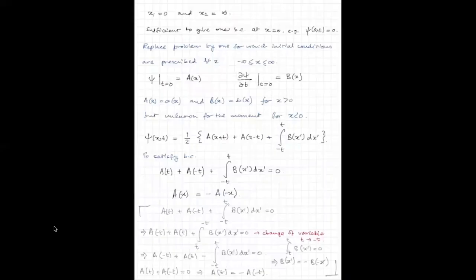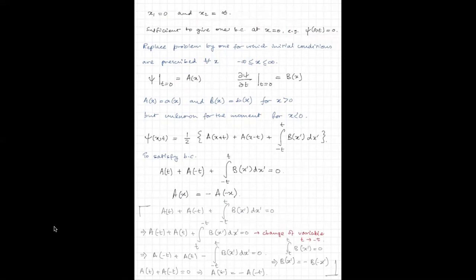Let's look at the case where x1 is equal to 0, but x2 has gone off to infinity. In that case, it's sufficient to give a boundary condition, maybe just at x equal to 0. So for example, the thing that we're looking at is psi at 0 and t is going to be equal to 0 for all t. Okay.